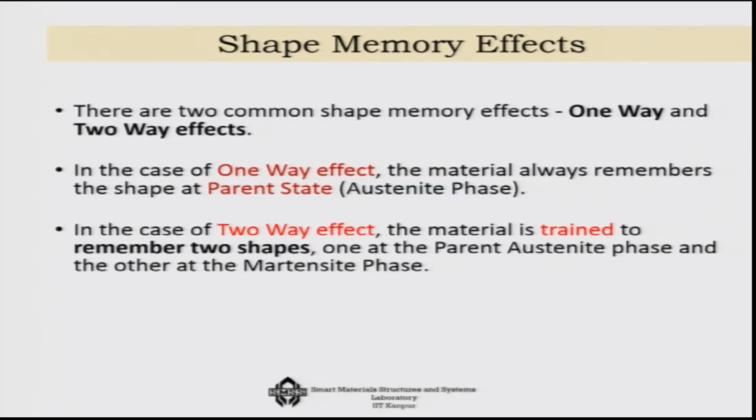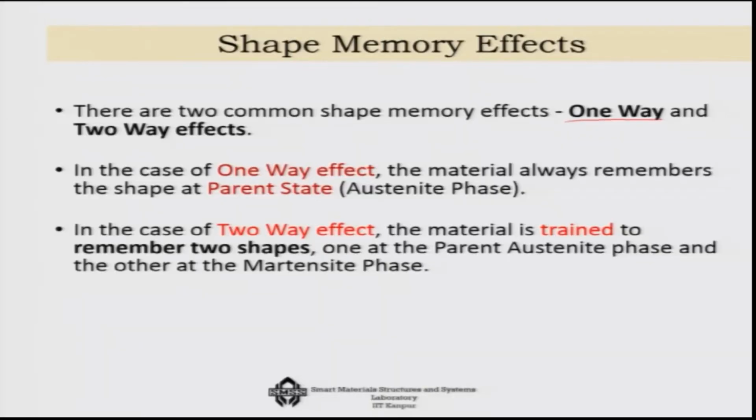Now, when we are talking about shape memory effects, there are 2 different types: one is called the one way shape memory effect and the other is called the two way effect. In fact, it is the one way effect which is more related to the material property, and the two way effect is something that comes through the training of the material.